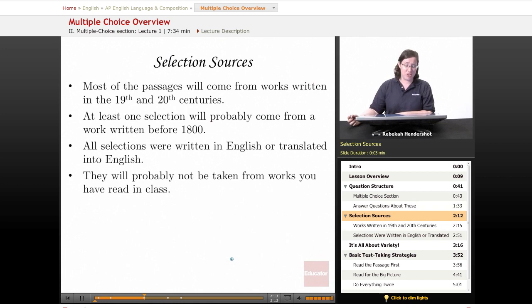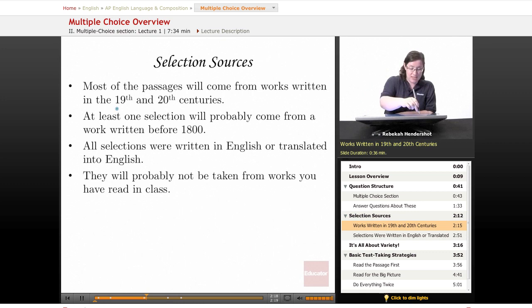All right, so where do these selections come from? Well, most of the passages, note that I said most, not all, will come from works written in the 19th and 20th centuries. Yes, I said 19th and 20th. You will not be lucky enough to have everything be in nice, happy 20th century English, and you probably won't have very much from the 21st. You will have some 19th century works, but that's not all you have to worry about, because at least one selection will probably come from a work written before 1800. So then you get into the thees and thous, then you get into the classical allusions, then you get into older vocabulary, older sentence structures, and your head starts hurting.